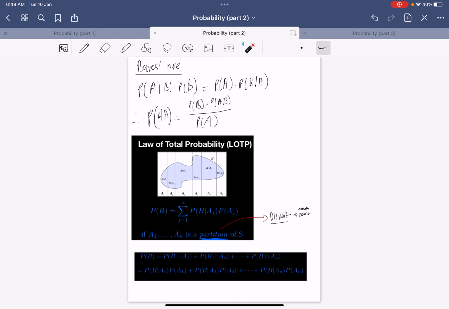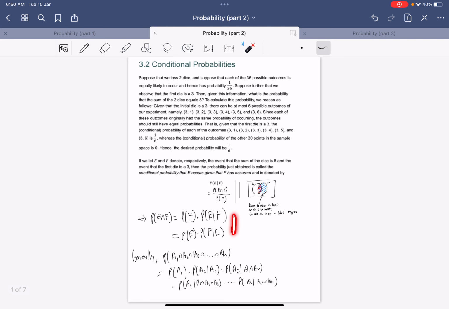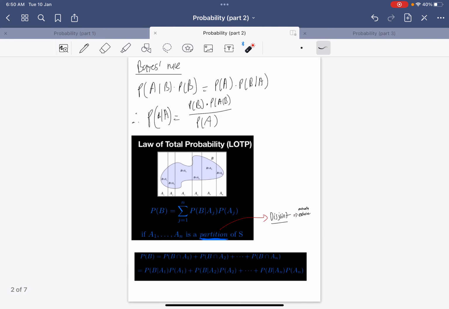Another thing to take note of is that because these two equations are equal, because they both equal the intersection, we can equate them and divide by the probability of A. And so the probability of B given A is the probability of B times the probability of A given B, over the probability of A, which equals the probability of A intersect B over the probability of A. And this is known as Bayes' rule. This is really useful whenever you don't know the probability of B given A, but you know the probability of A given B. We'll see examples later on, but let me introduce you to another formula first.